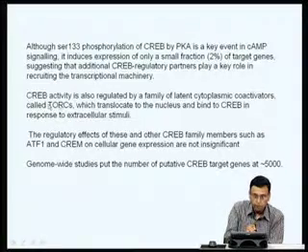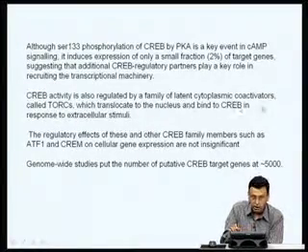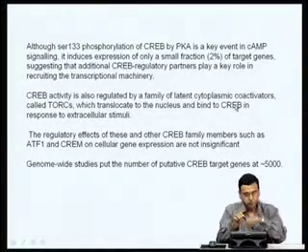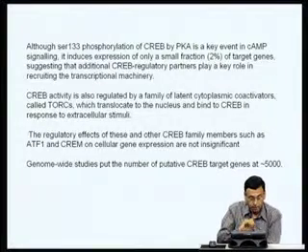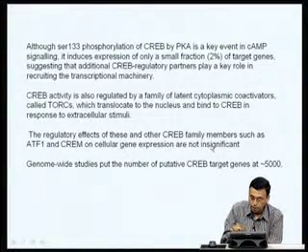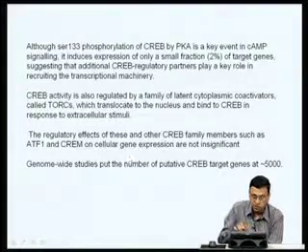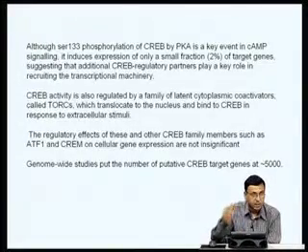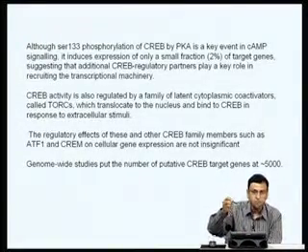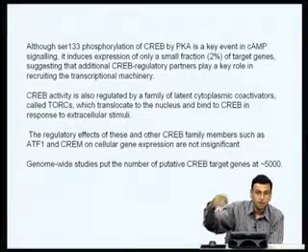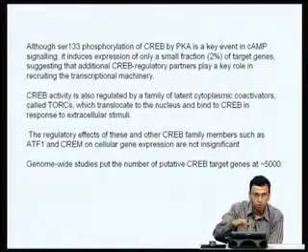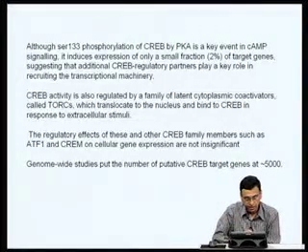For example, CREB activity is regulated by a family of latent cytoplasmic coactivators called TORCs, which translocate into the nucleus and bind to CREB in response to specific extracellular stimuli. The regulatory effects of these and other family members of CREB, such as ATF and CREM, on cellular gene expression are not insignificant. So, remember, although I have been focusing time and again on phosphorylation of serine 133 by PKA as a primary event in the cyclic AMP signaling pathway leading to gene activation, there are many other events associated with this gene activation, which also play a very important role in the gene activation of cyclic AMP responsive genes.